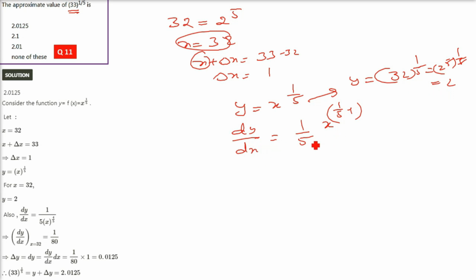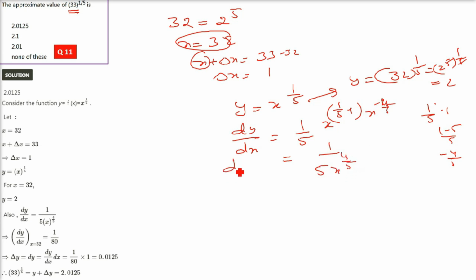What is dy by dx at x equals 32? Let us first find out this one. 1 by 5 minus 1 is negative 4 by 5. 1 minus 5 by 5, negative 4 by 5, it goes down. So this, because it would have been x to the power minus 4 by 5.